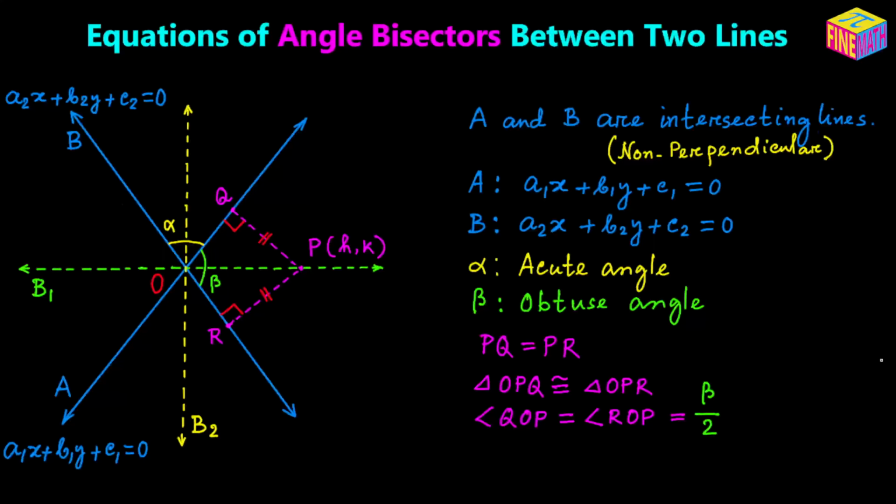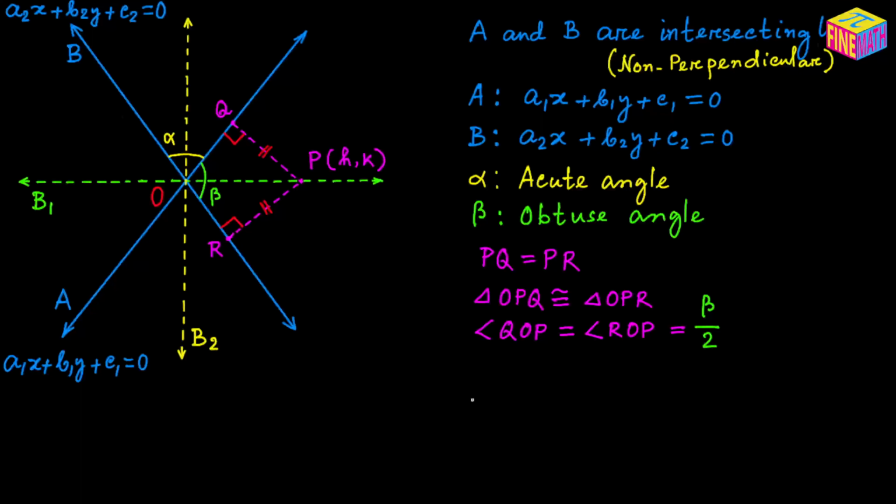Now let's try to find out what would be the equation of this angle bisector. Using the formula for distance of a straight line from a point, can we say that PQ would be equal to modulus of a sub 1 times h plus b sub 1 times k plus c sub 1 over square root of a sub 1 squared plus b sub 1 squared.